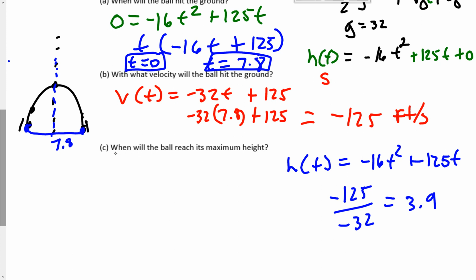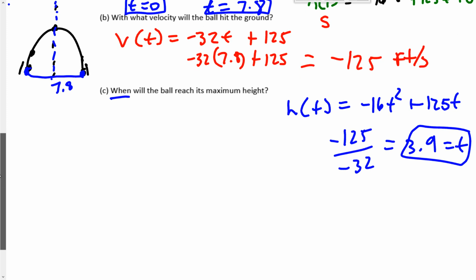So that's when the ball, so it's talking about time. So that would be this one. It doesn't ask for the max height, it just says at what time. So there's the time, 3.9 seconds.